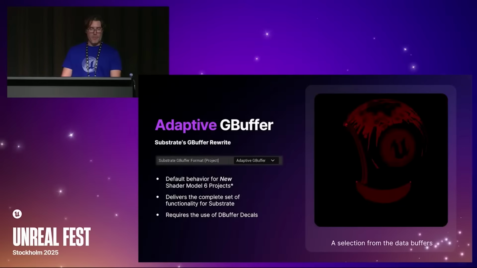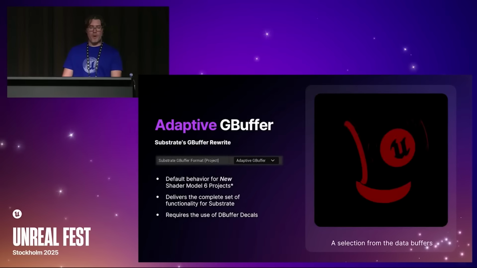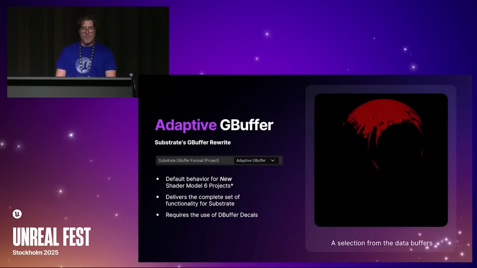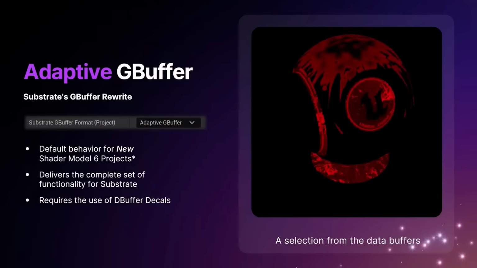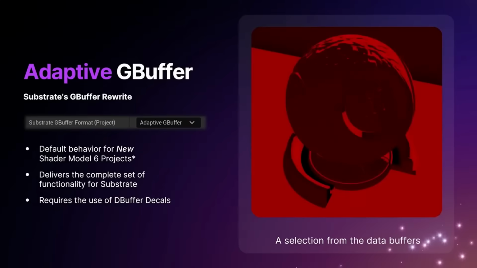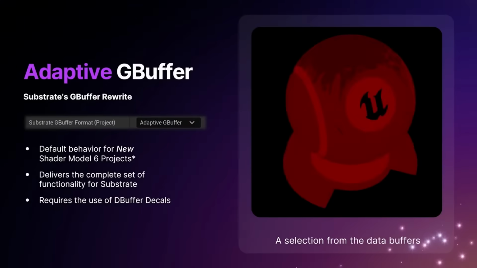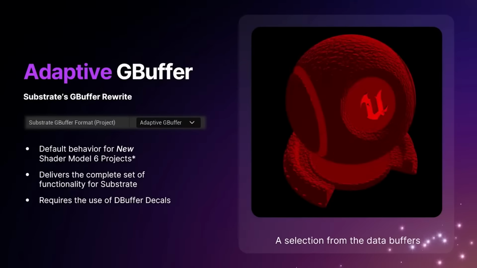Let's break them down. The adaptive GBuffer is intended to be the new default for Shader Model 6 platforms and new projects targeting PC SM6, PlayStation 5, and the Xbox Series consoles. However, whether we enable this for all SM6 projects or just a subset of templates will depend on some data we're gathering right now during our ongoing performance testing leading up to the 5.7 release.